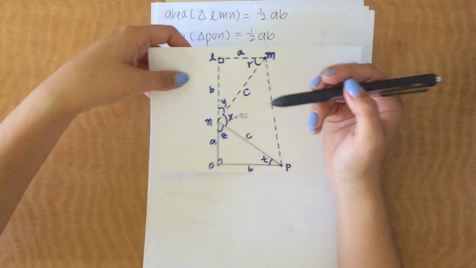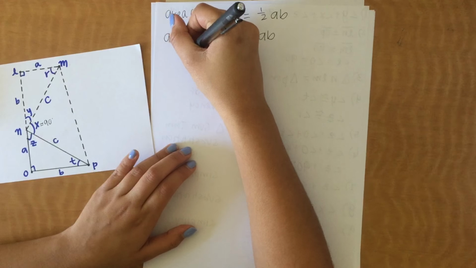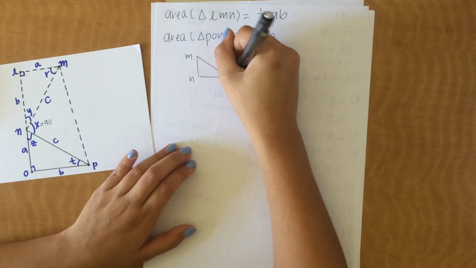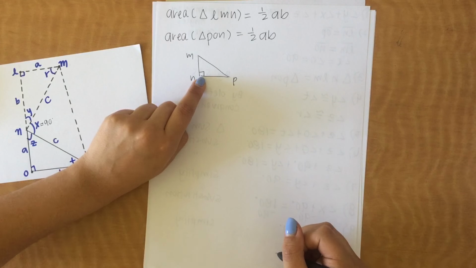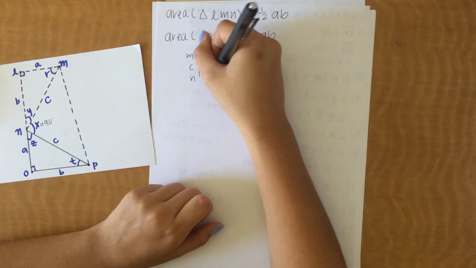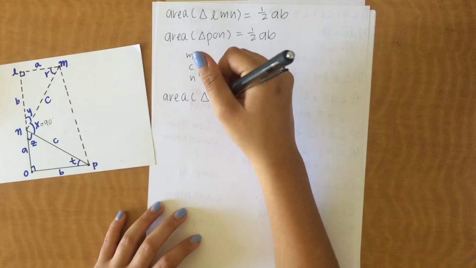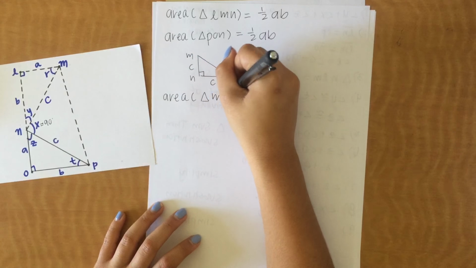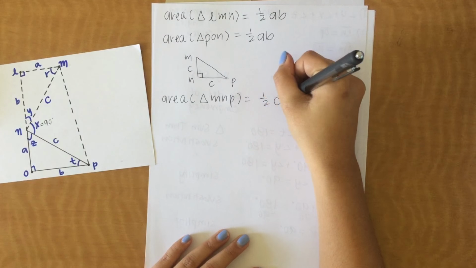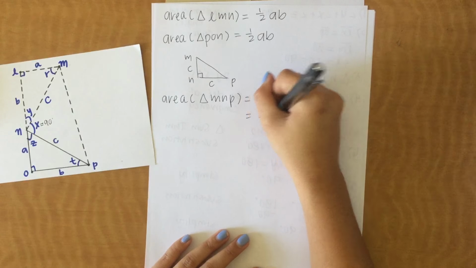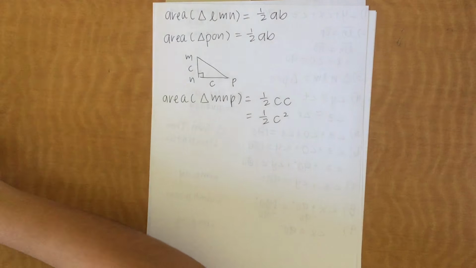Now if I redraw this triangle, so this will be triangle MNP. We know this angle X is 90 degrees, and we know this is C and this is C. So the area of triangle MNP is just equal to 1/2 C times C, or 1/2 C squared. So there is the area of the three triangles.